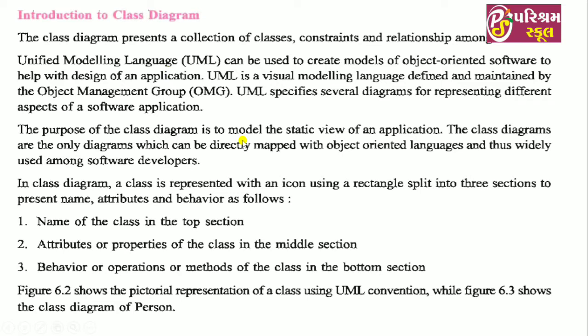And what is the class diagram? In a class diagram there are three entities available. One is the class name, which is in the top section. The second is attributes, or you can say properties of the class, which is in the middle section. The third is behavior or operations, or methods of the class, which is in the bottom section.